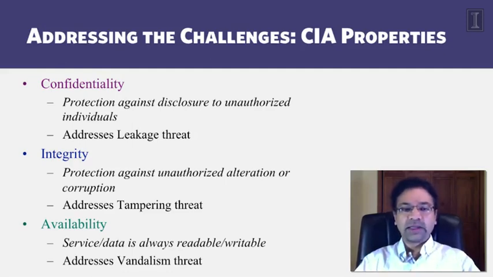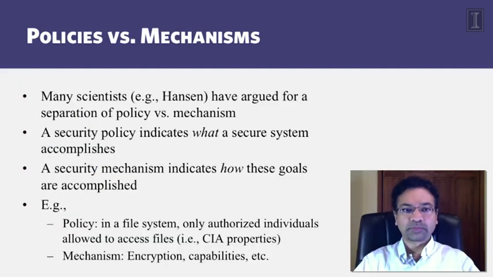And finally, availability says that the service or the data is always reachable, is always readable and writable. That is, you're able to carry out your operations on the service or the data. And this addresses the threat of vandalism. So these three properties are examples of properties that we desire in a system. This is what we want the system to achieve. We haven't yet said how the system achieves these three properties.